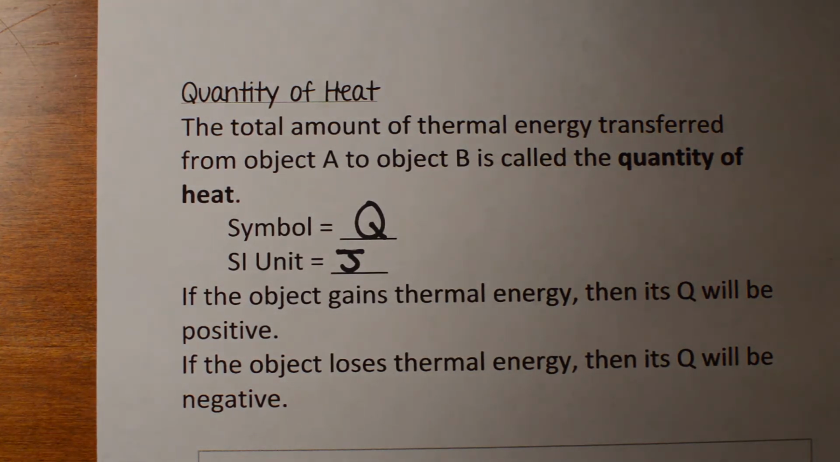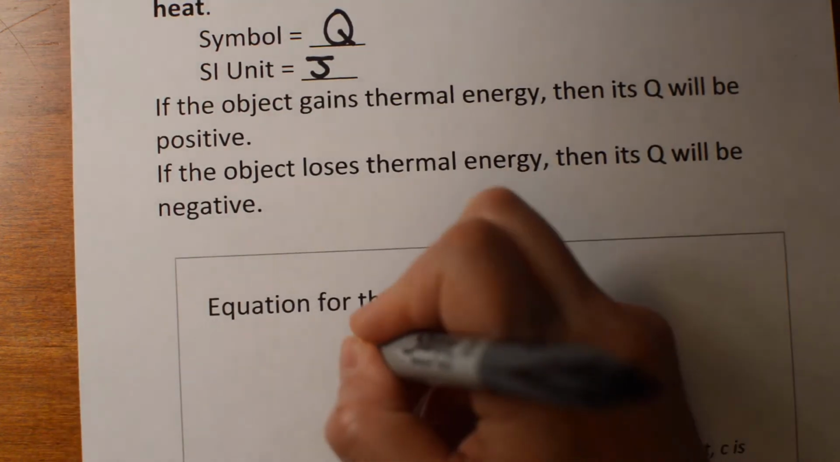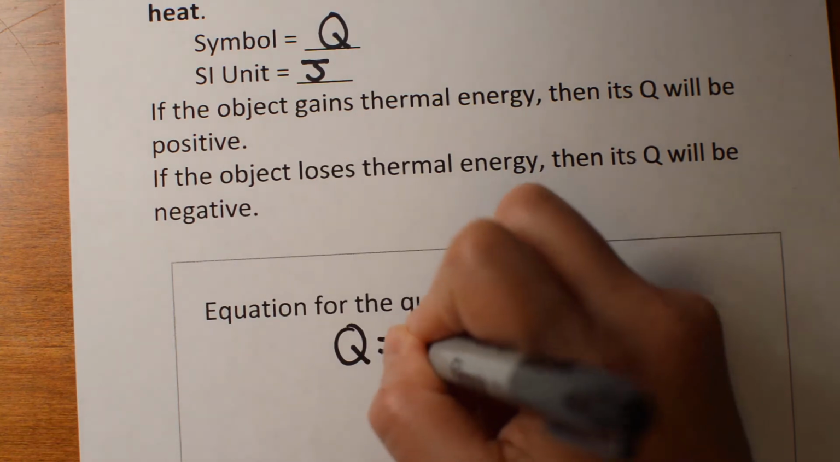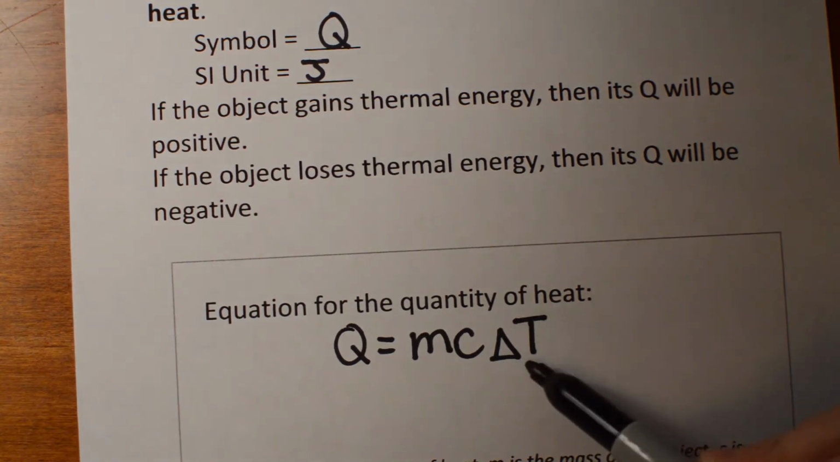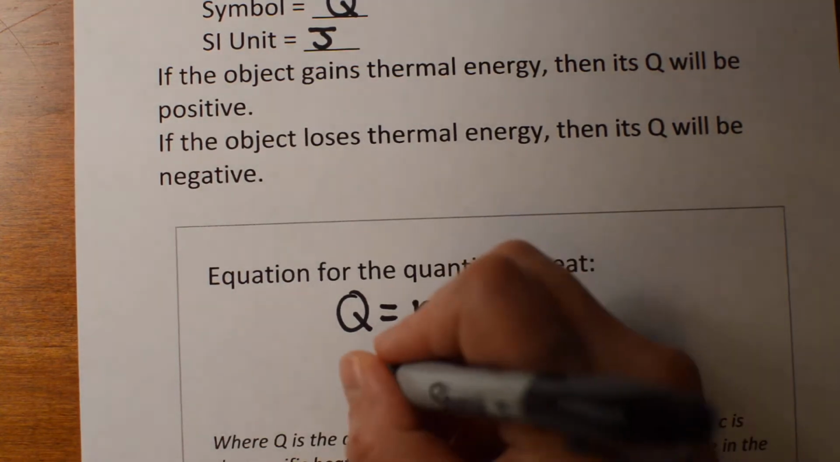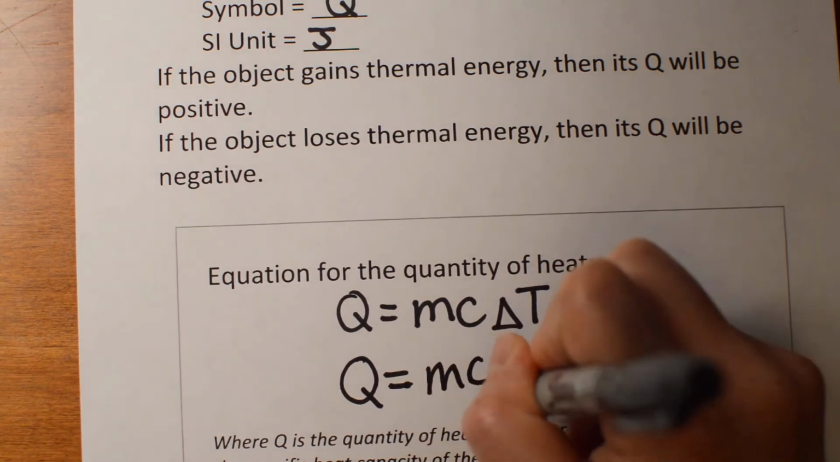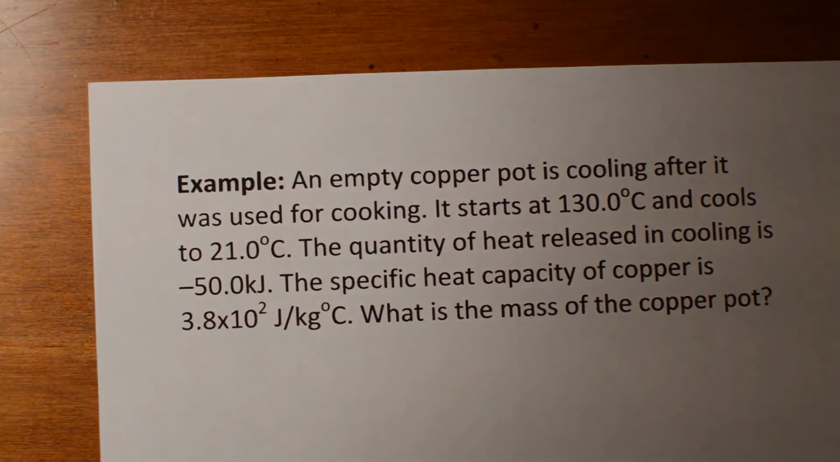So if you're talking about, say, one object, when that object gains thermal energy, Q will be positive, and if that object loses thermal energy, its Q will be negative. The equation for quantity of heat, Q, is mcΔT. So it's going to be the mass of the object times its heat capacity times the change in temperature. And the change in temperature, remember, is always a final temperature, T2, minus T1. So I could expand this equation to be mc(T2 − T1). That's my equation for quantity of heat, how much thermal energy gets transferred from object A to another object or just to the surroundings.